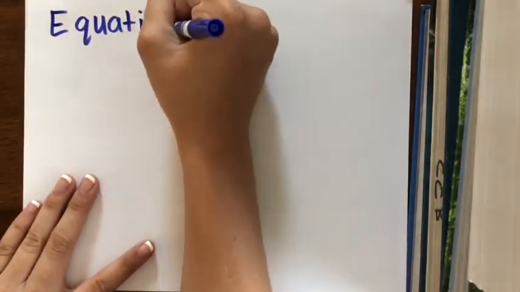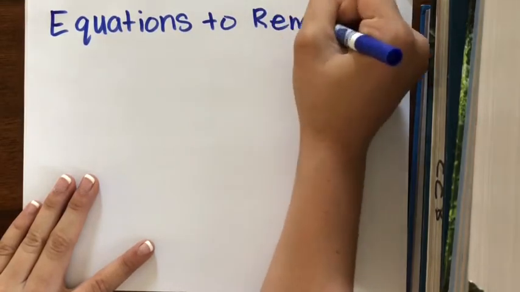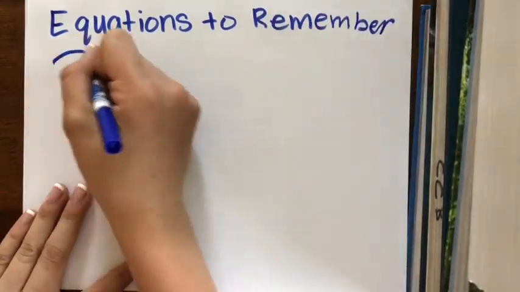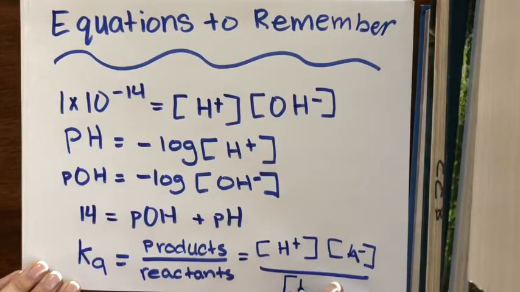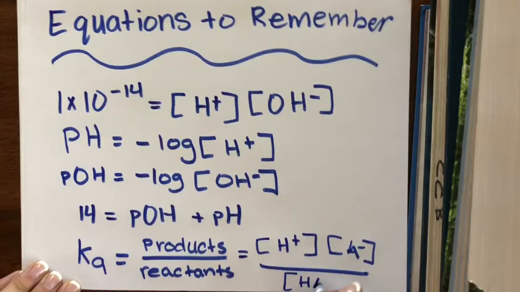Before going about to solve this problem, you'll want to remember some specific equations that will help you. The 5 equations that you'll want to keep in mind are: 1 times 10 to the negative 14 equals H plus times OH minus; pH equals the negative log of the H plus; pOH equals negative log of the OH minus; 14 equals the pOH plus the pH; and the Ka equals products over reactants.